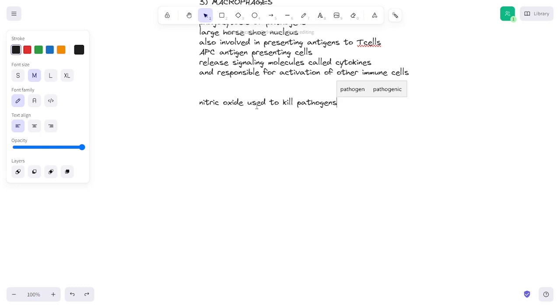Some examples of macrophages include Kupffer cells in the liver, Langerhans cells in the skin, microglia in the central nervous system, and alveolar macrophages, which are present in the alveoli of the lungs. So this was all about the macrophages.